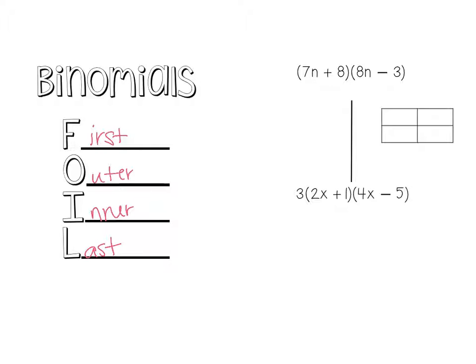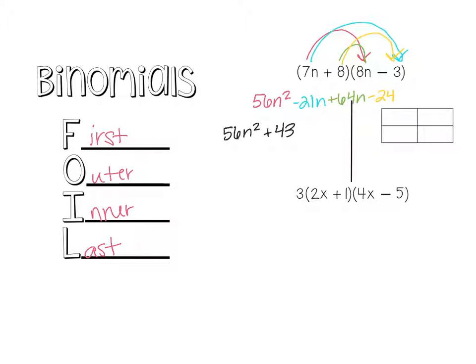So the FOIL method says that I multiply the first terms, so that would be 56n squared. The outer terms, so that would be negative 21n. The inner terms, so that would be positive 64n. And the last terms, that would be negative 24. And then all we have to do is simplify them, so that becomes 56n squared plus 43n minus 24.